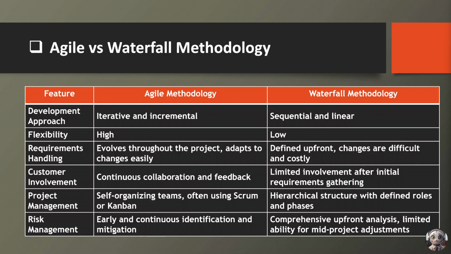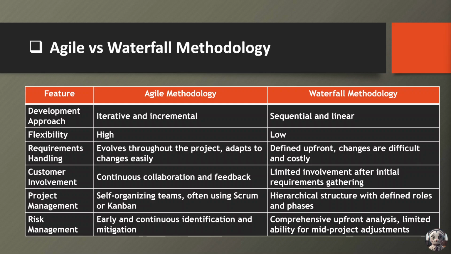In terms of project management, Agile methodology promotes self-organizing teams and often employs frameworks like Scrum or Kanban. This decentralized approach empowers teams to make decisions and adapt to changing circumstances efficiently. Conversely, Waterfall methodology typically follows a hierarchical structure with defined roles and phases, providing clear accountability but limiting flexibility.